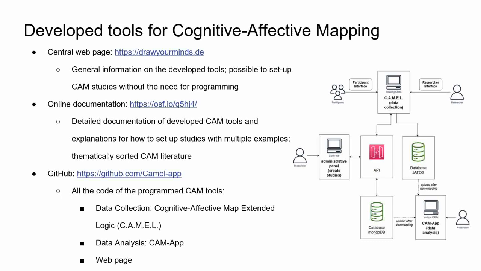Another tool aims to analyze the resulting data, which is called CAM-App. Here we're using multiple modules to summarize the resulting CAM data semi-automatically, for example using large language models. And those summarized data can subsequently be analyzed. For example, the CAMs could be aggregated or over 30 network indicators could be computed. Finally, there's a web page to set up and configure CAM studies without the need of coding.